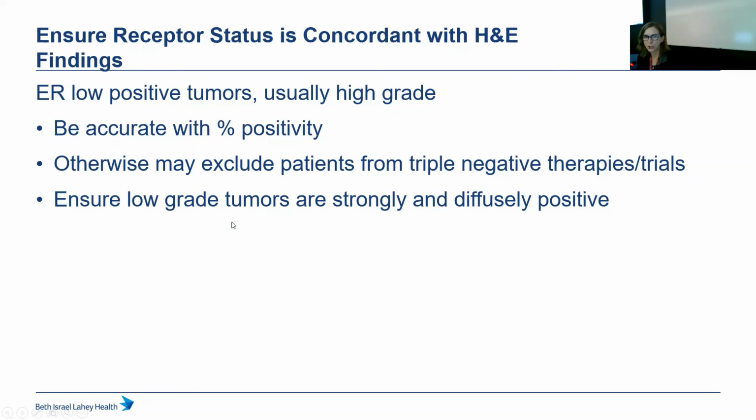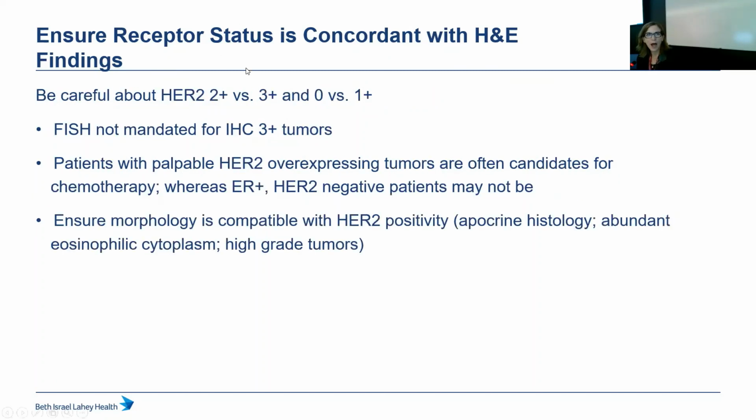Ensure low-grade tumors are strongly and diffusely positive. So anything that morphologically looks like a low-grade tumor should have 99% expression of ER. And then also HER2. Be careful about HER2 3+, because FISH is not mandated for all IHC 3+ positive tumors. And also, of course, now we have to be careful about our 0 to 1+ cancers. So be careful about that.